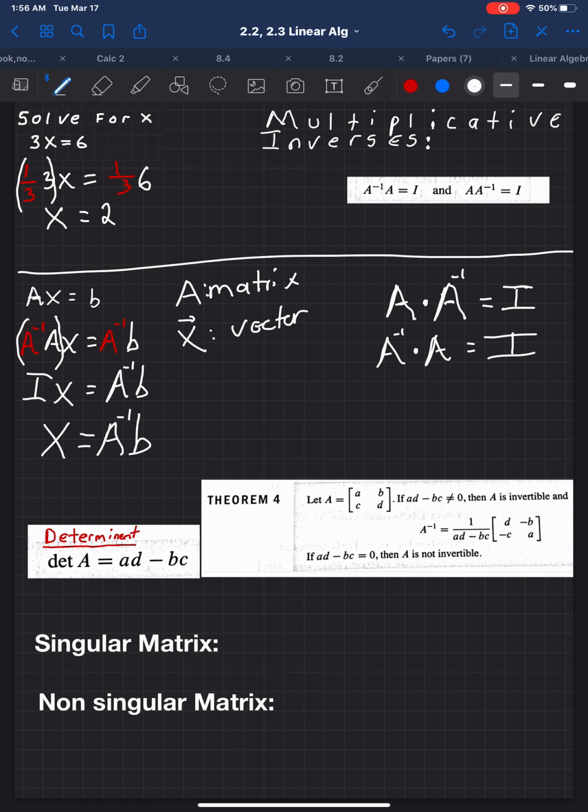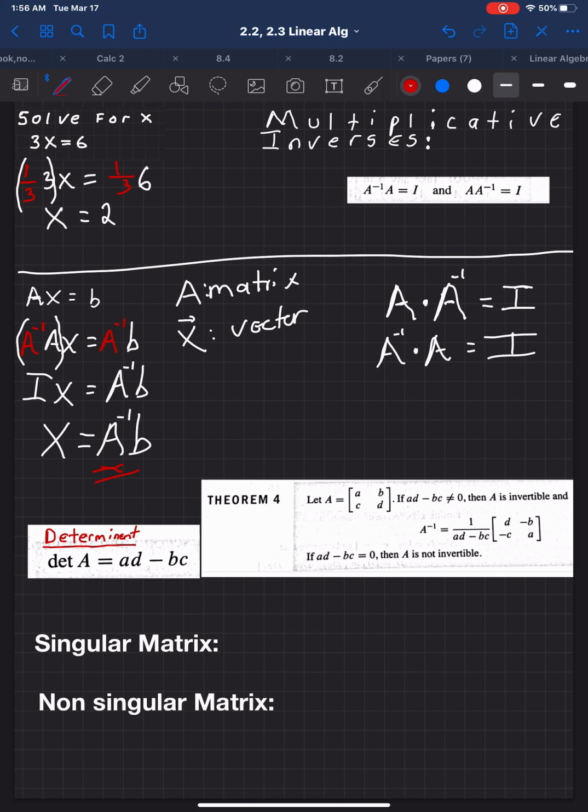But all of this depends on the notion that we actually can find the inverse of some matrix A. And that is where we turn to next. So how do you actually find the inverse of a matrix A?